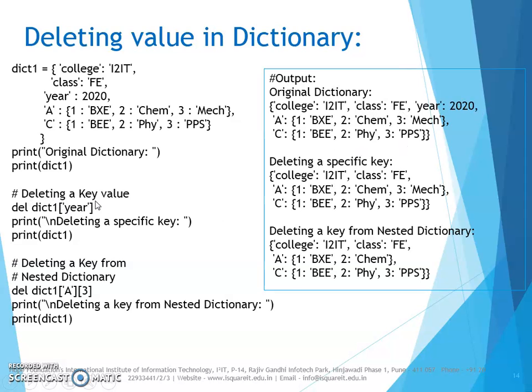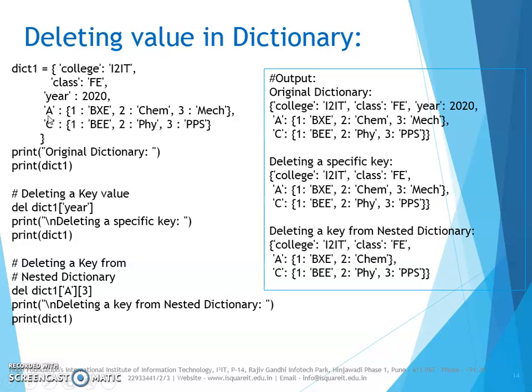Now we want to delete it by using a key value. That is, we have written del dict1 with key value as year. So we want to delete this year and the year's value, that is 2020. After deletion, you can observe the difference here. College I2IT is there, class FE is there, but this year 2020 is not there because we have deleted it here with del dict1 year.